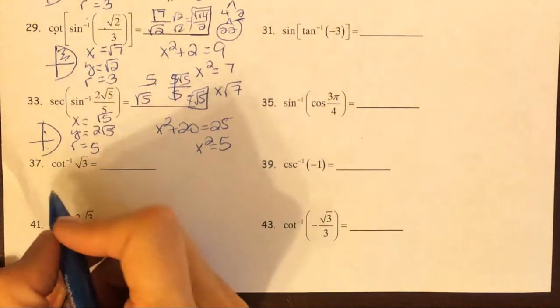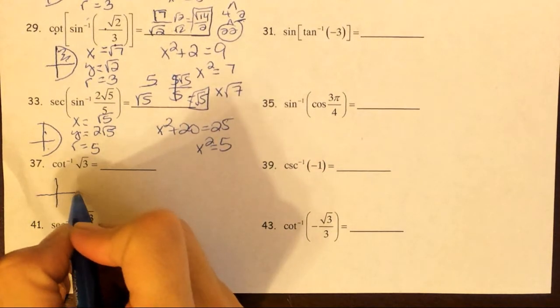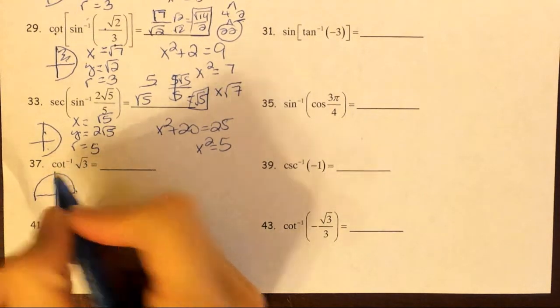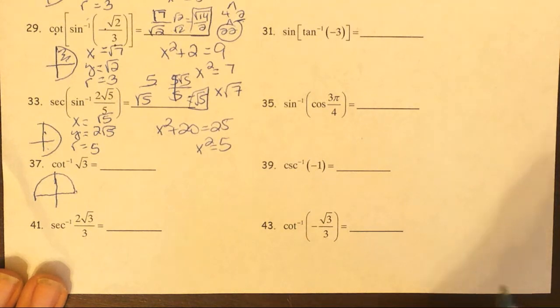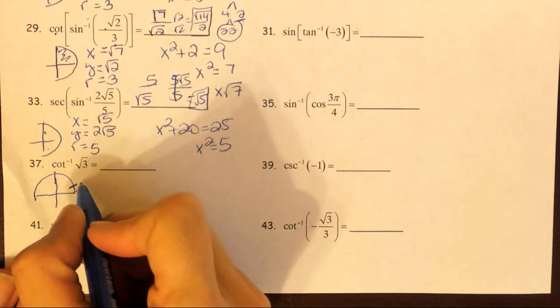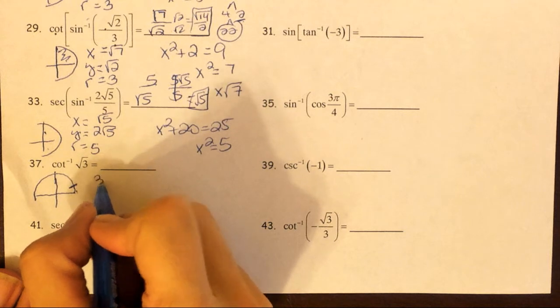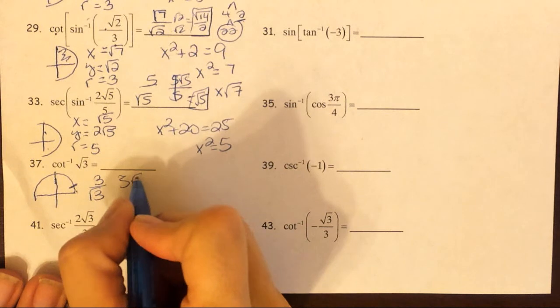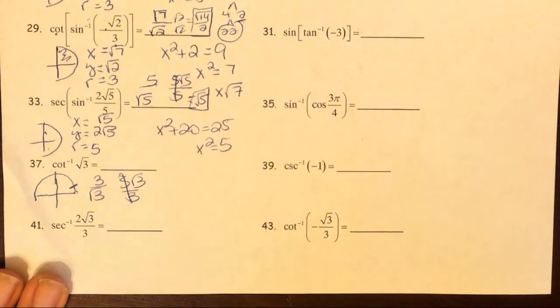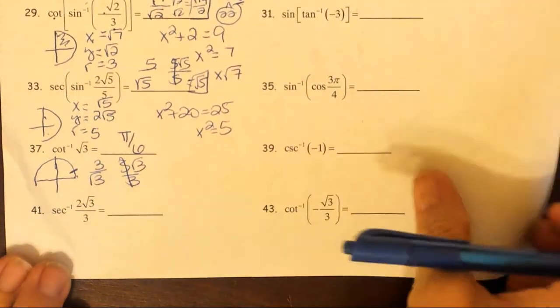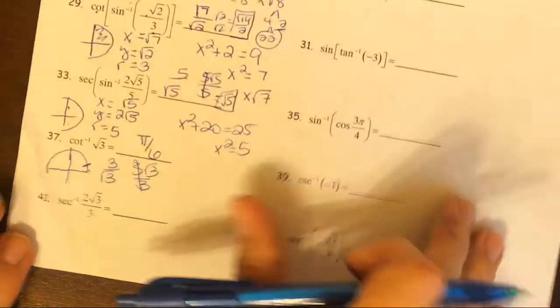Number 37, we're talking about cotangent inverse. So I'm looking in quadrants 1 and 2. I know that cotangent is the reciprocal of tangent, and I know that tangent is root 3 over 3 at pi over 6, and if I flip root 3 over 3, I get 3 over root 3. I fix my bad math manners, and I end up with the square root of 3, which happened at pi over 6. Last one I'm going to do with you, and then y'all can do the right-hand side.